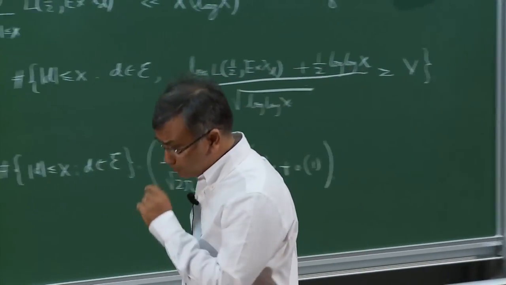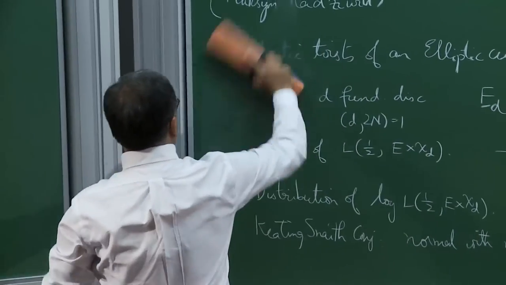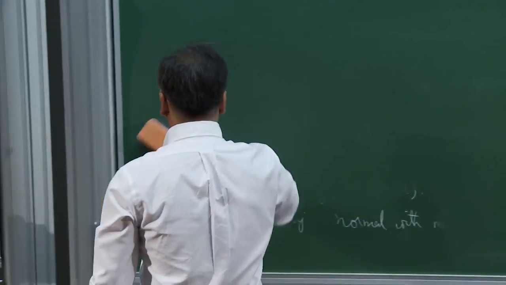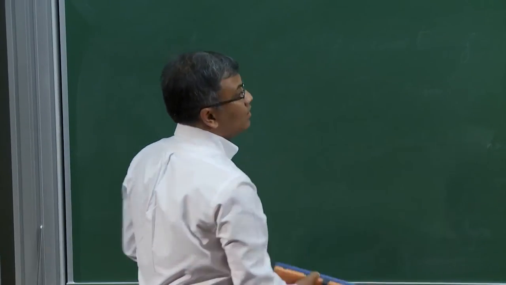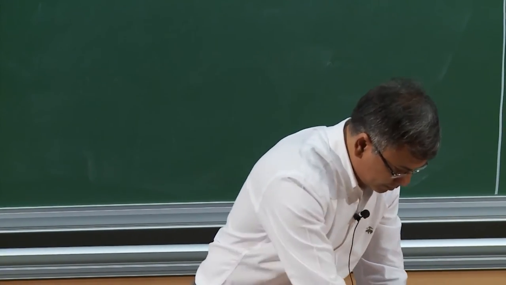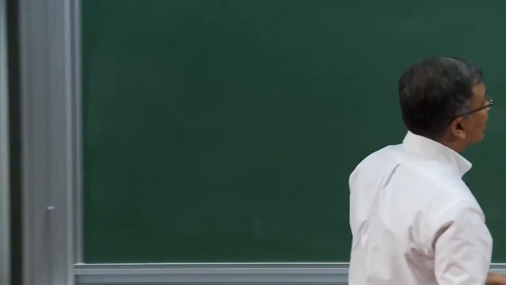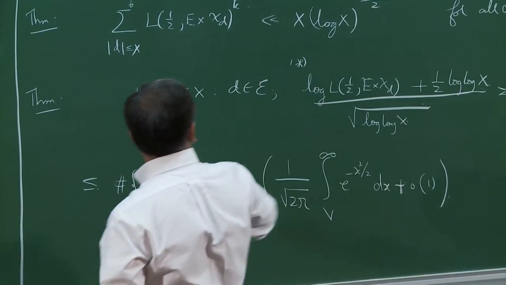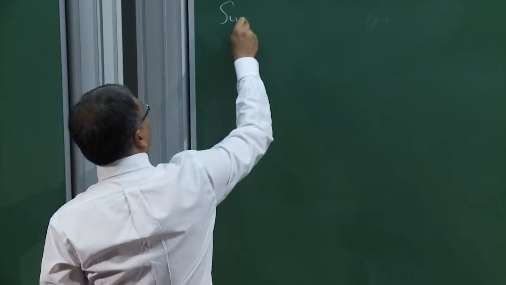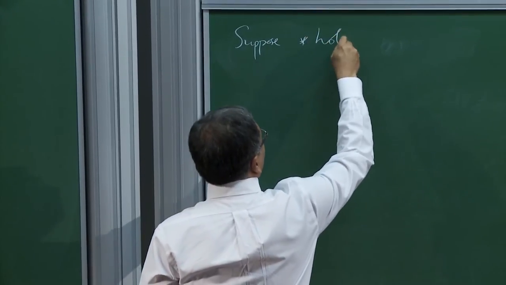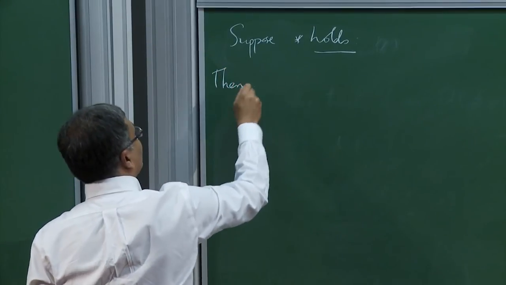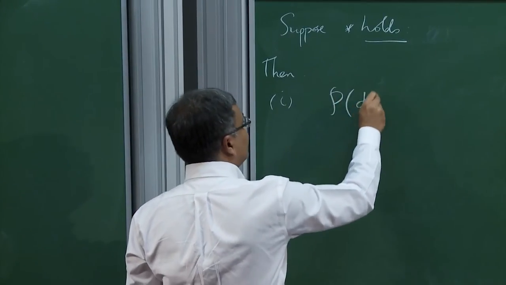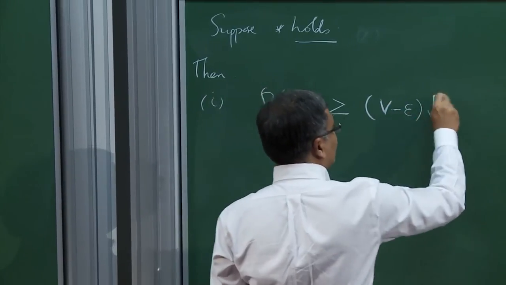Okay, so I'm trying to explain this theorem. So suppose we want to count a discriminant for which this condition holds. Let's call this star. So suppose star holds. Then I claim that one of the following must happen. Either this P of D is bigger than V minus epsilon times square root of log x.